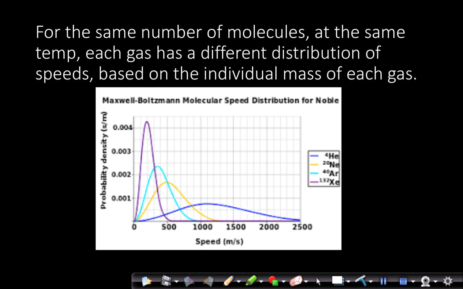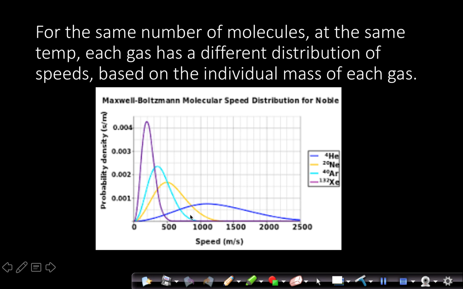So again, for the same number of molecules at the same temperature, each gas will have the same average kinetic energy. If these are all held at the same temperature, the average kinetic energy is the same, but what changes is their distribution of speeds. So we see that we have helium, neon, argon, and xenon. Those are the choices, and xenon is the heaviest, so most of xenon's molecules are concentrated at a very low speed.